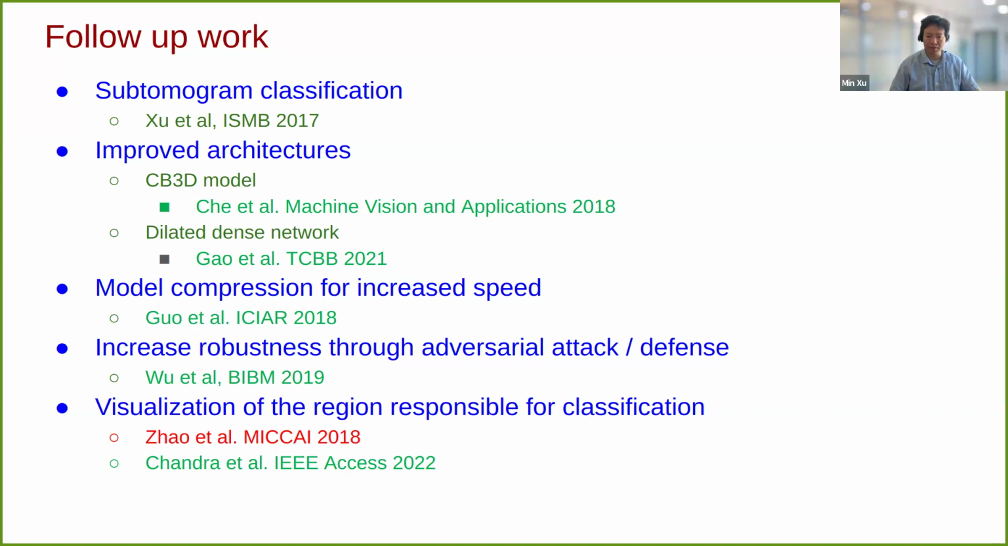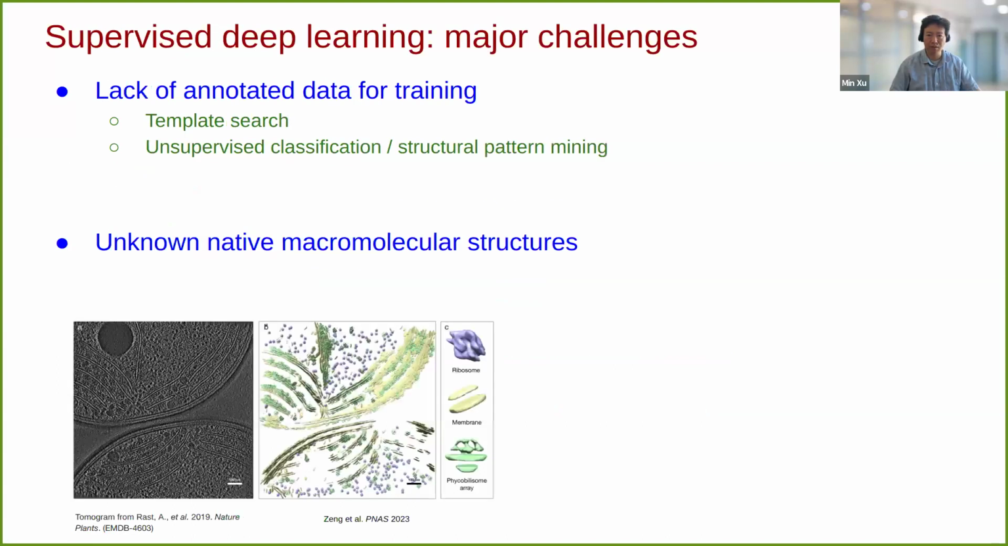Furthermore, we observed that deep learning methods are sensitive to certain noises in our subtomogram image data. In order to solve this problem, we have developed adversarial attack and defense techniques to significantly improve the robustness of the classification against certain noise patterns.